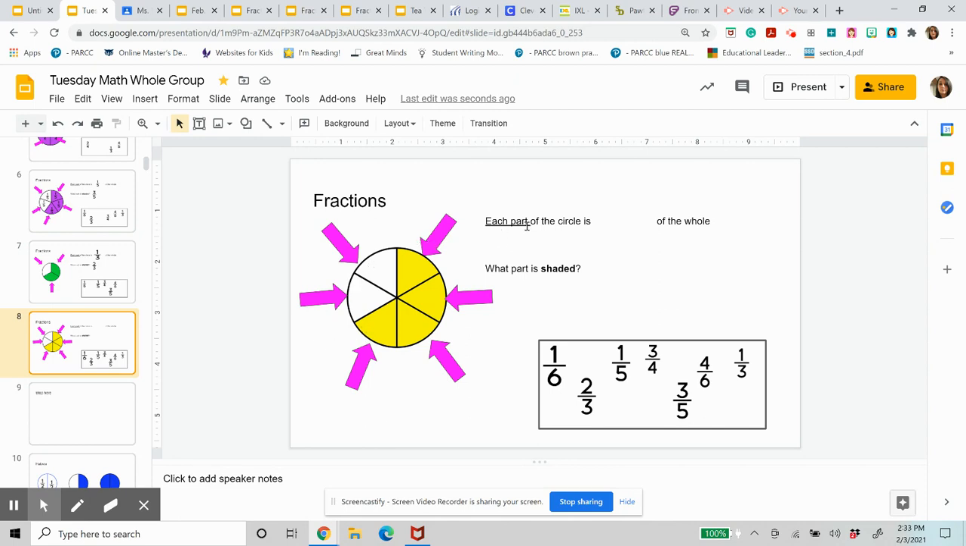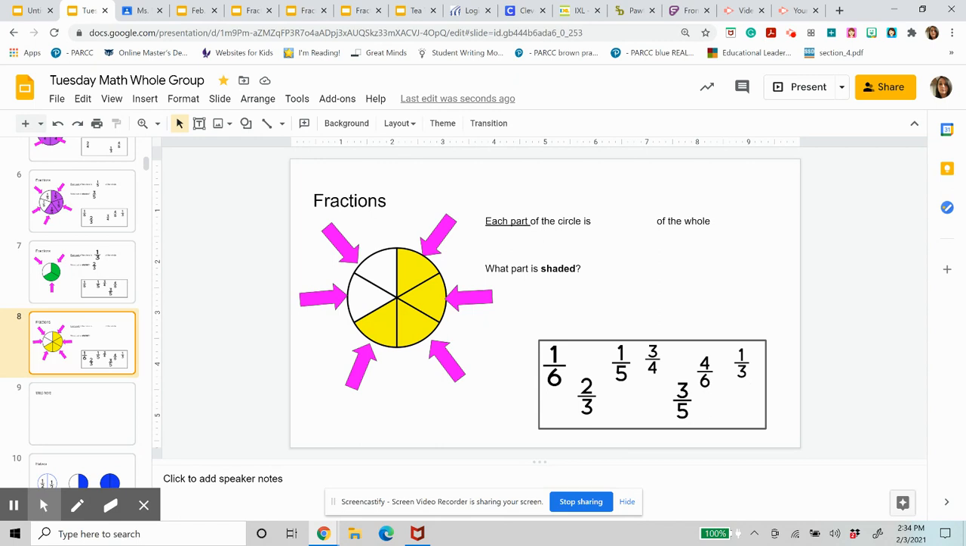So each part of the circle is blank of the whole. So first thing we got to do is figure out how many pieces are in our whole. So 1, 2, 3, 4, 5, 6. So there's 6 pieces to the whole. All right, and each piece is one piece of that whole. So take a minute, think about what fraction do you think it would be? Would it be 1/6, 2/3, 1/5, 3/4, 3/5, 4/6, or 1/3?